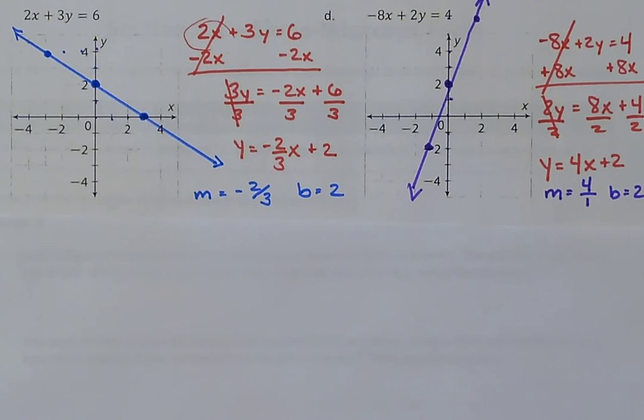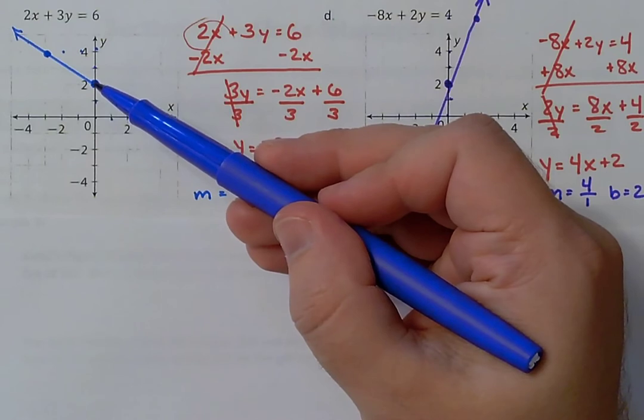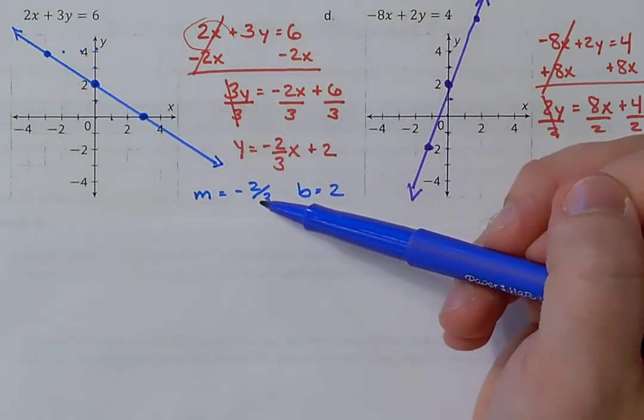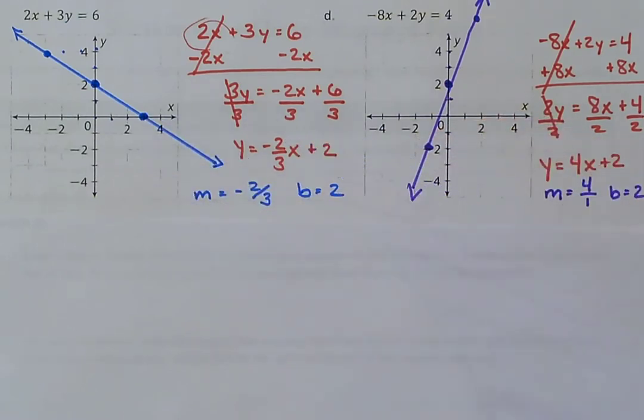Once you've identified your slope and your y-intercept, remember to plot your y-intercept first. So you take your b value, plot it on the y-axis, then take your slope, rise over run, so this goes down 2 to the right 3, and you have your second point. Again, if you have a negative slope, you go down and then to the right. If you have a positive slope, you go up and to the right. Always think moving to the right: positive goes up, negative goes down.